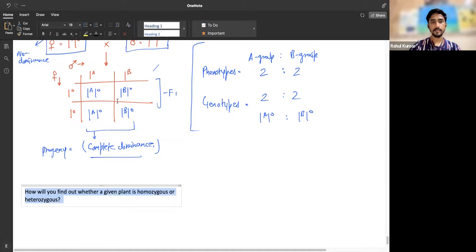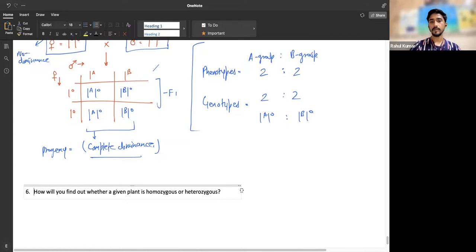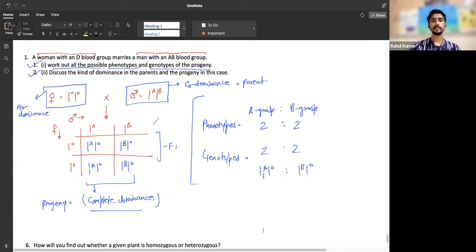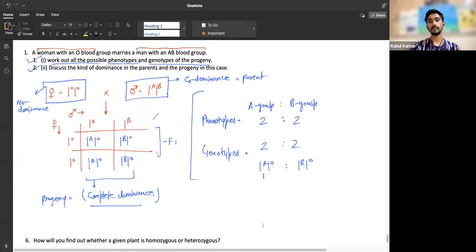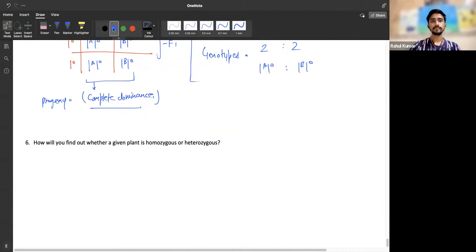Let's also discuss this. Can everyone see the question? Yes. So how will you find out whether a given plant is homozygous or heterozygous? So this is noted, everyone. I'm moving forward, okay? Now, did we discuss that if a plant is homozygous, then what will be the phenotype for the plant? First, tell me this.